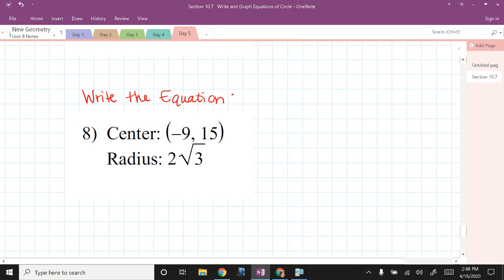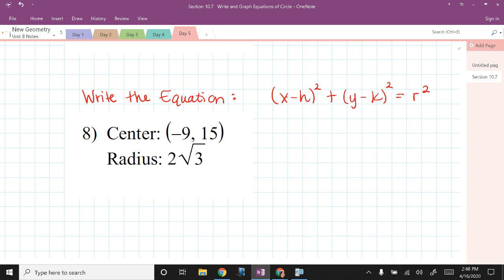And just for reference, remember the formula is (x minus h) quantity squared plus (y minus k) quantity squared equals the radius squared. All right, so they gave me my center point. So there's h and k. We just got to change the signs. And the radius is 2 radical 3.